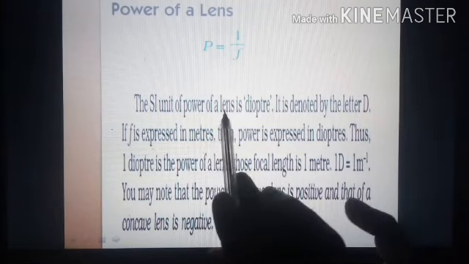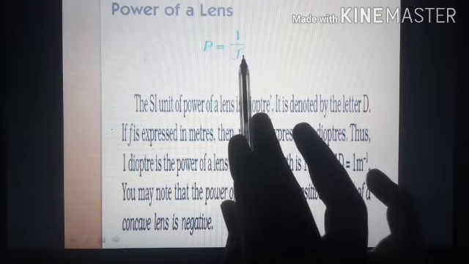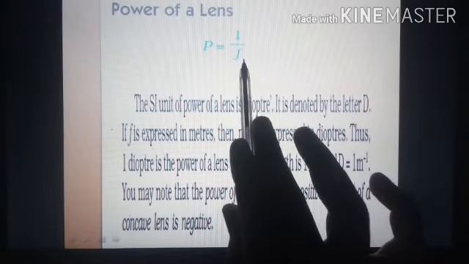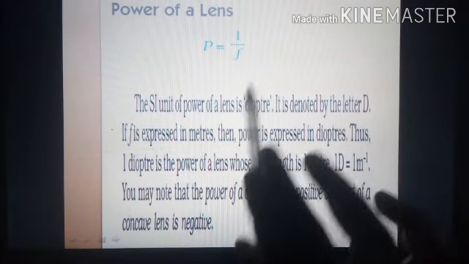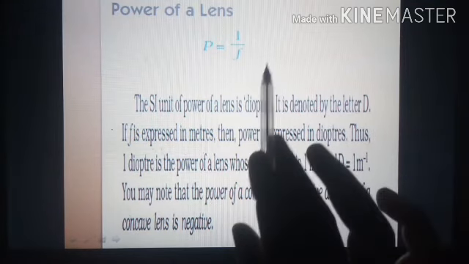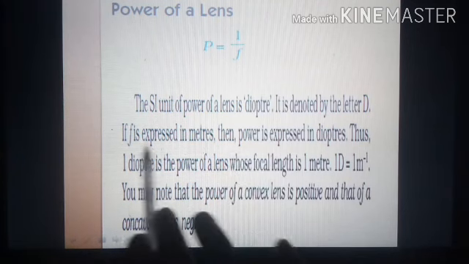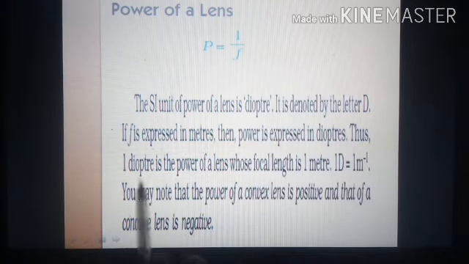The SI unit of power of the lens is called the diopter. Simply, we know the focal length is measured in meters, so power is 1 by meter, that is, meter inverse. So 1 meter inverse is called 1 diopter. So 1 diopter equals simply 1 meter inverse. It is explained here: 1 diopter is the power of the lens whose focal length is 1 meter.